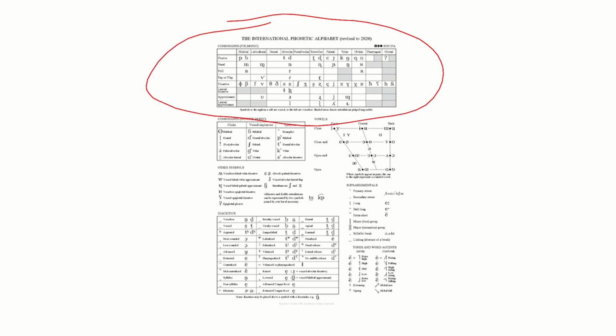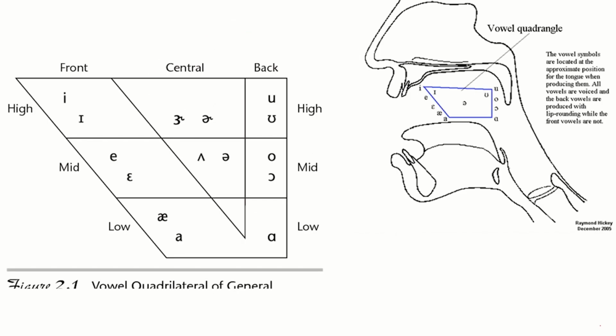So, as you can see, this is the IPA chart. Now, on the top is what we are going to use today, and this is the English and non-English consonants. But before we just use the English consonants, we'll look at vowels. Now, within the next slide, this is the vowel quadrilateral. As you can see, the vowel quadrilateral goes from front, central, back to high, mid, low, and that's exactly how the mouth is depicted.